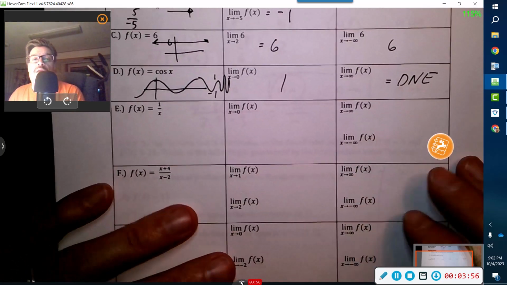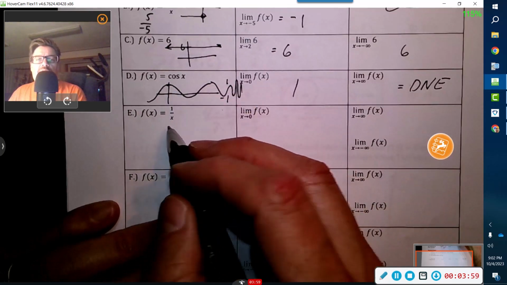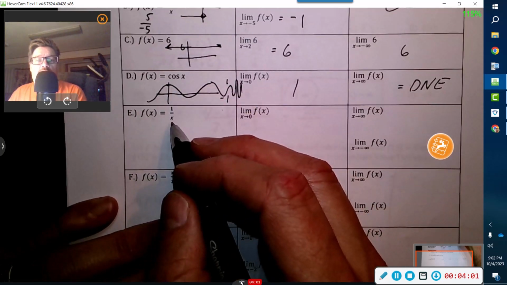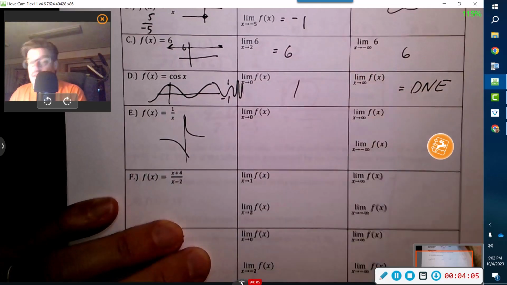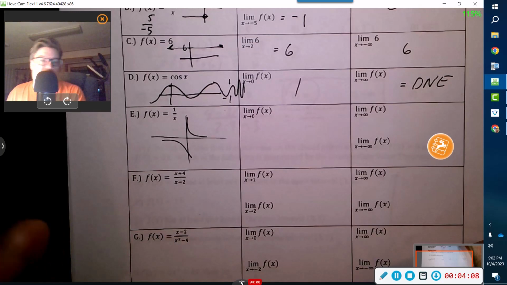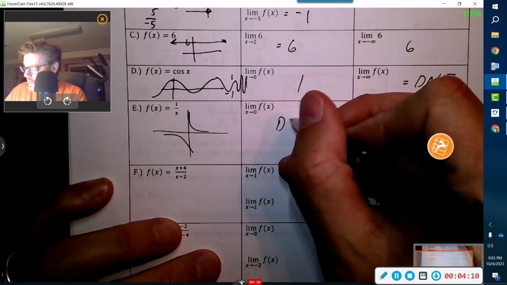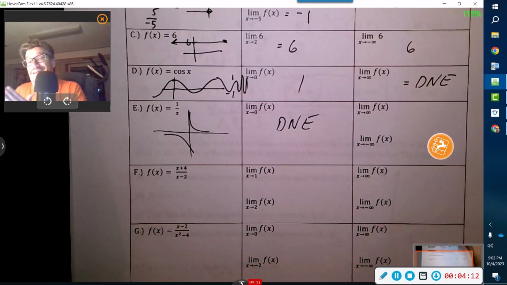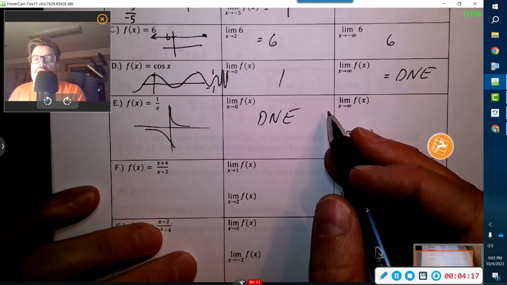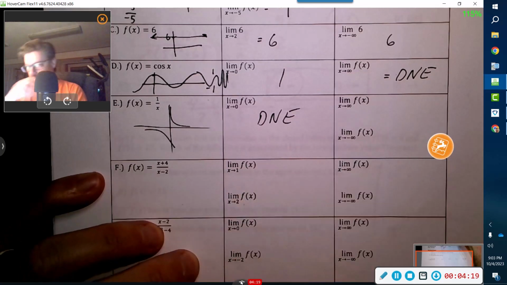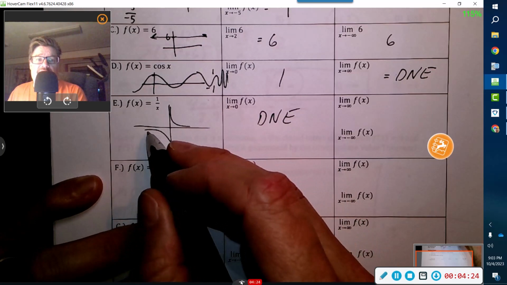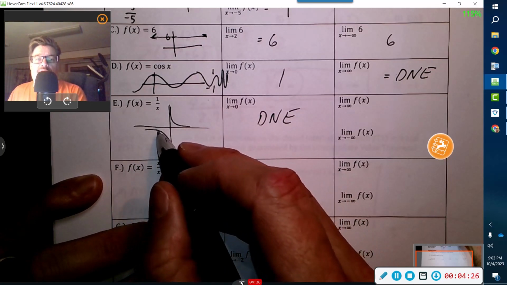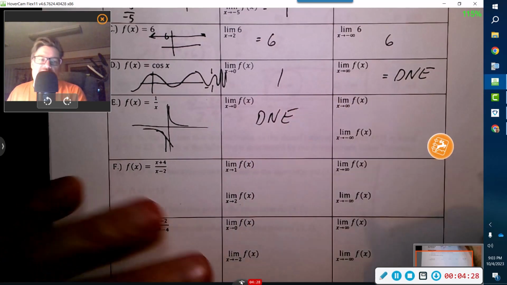Okay, all right. This guy doesn't exist either because this guy would look like this. Okay, he's your typical rational function, DNE. Now if we said coming from the left, he would be going to negative infinity. If we're coming from the right, he would go to positive infinity. If we're coming from the left, it's negative infinity. But either way, it doesn't exist, okay?